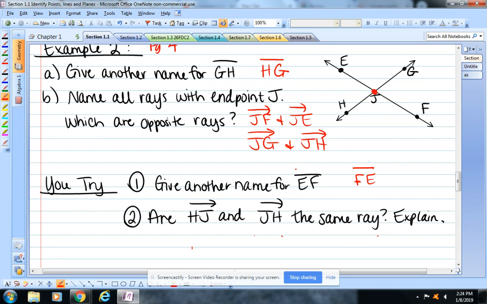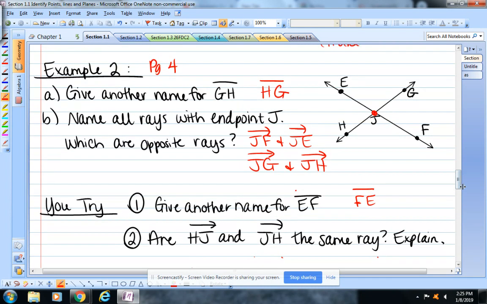Are ray HJ and ray JH the same ray? What do y'all think? They're on the same line, but are they the same ray? Why not? They have different endpoints. It says explain, so you can't just say yes or no in geometry class.